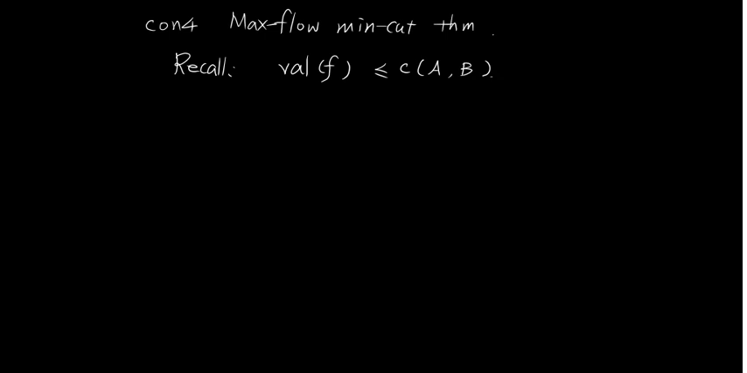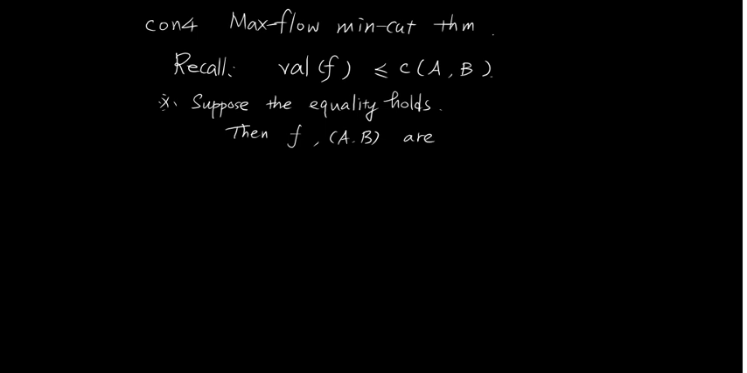So if we have a capacity of a cut, then it is an upper bound for the flow. And on the other side, if you have a flow, then you know it is a lower bound for the capacity of the cut. So suppose the equality holds, then this f and this cut, both of them are optimal.